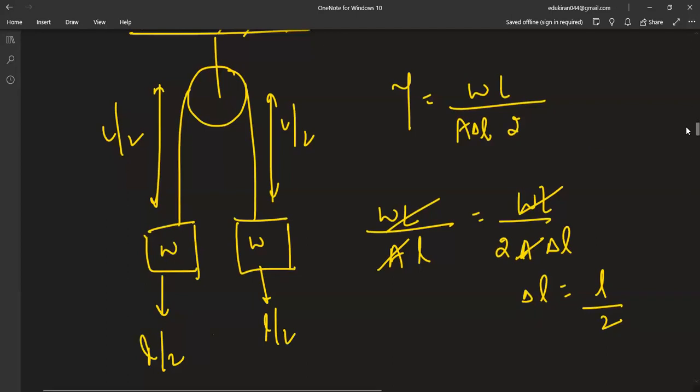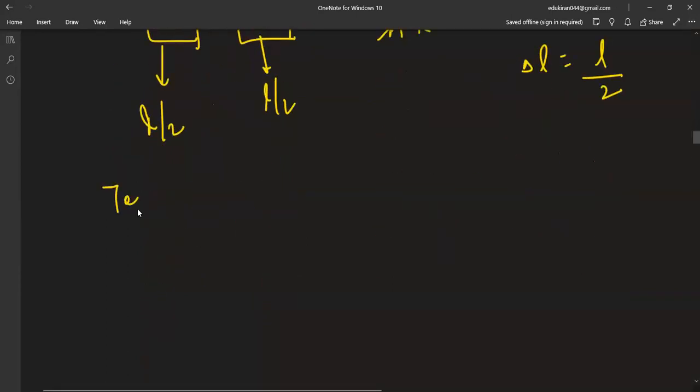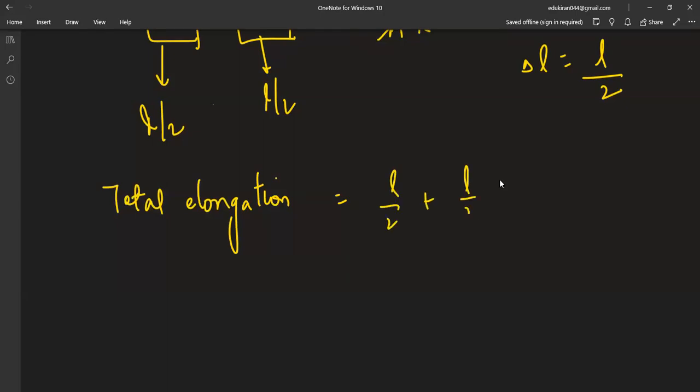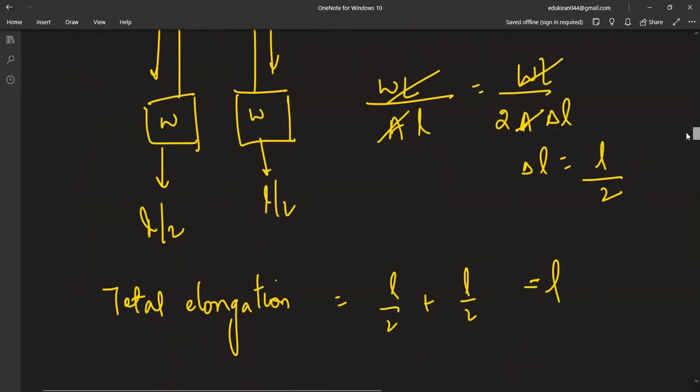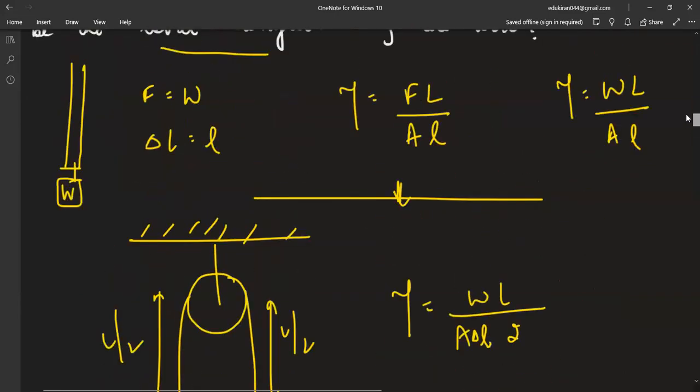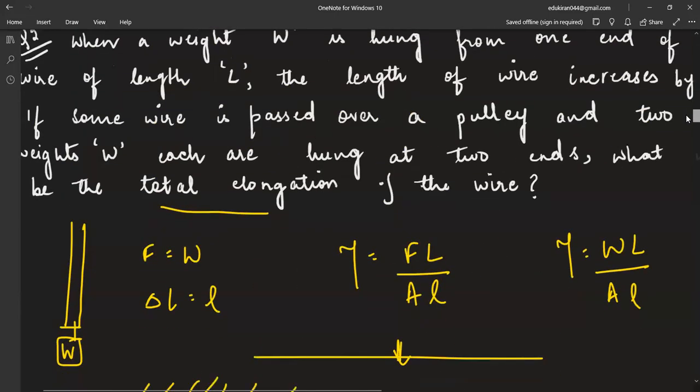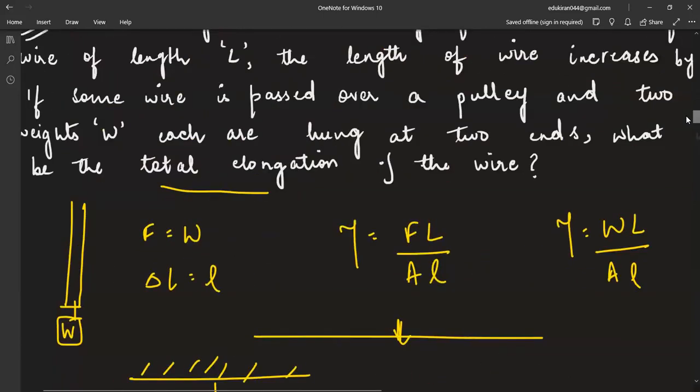So when we are taking total elongation, the total elongation will become L by 2 plus L by 2. That is ultimately equal to the change in length l. So the answer will be the same. And why is your answer coming the same? Because the material is the same and the wire is the same. Length has also not decreased. That's why we are getting the same answer.